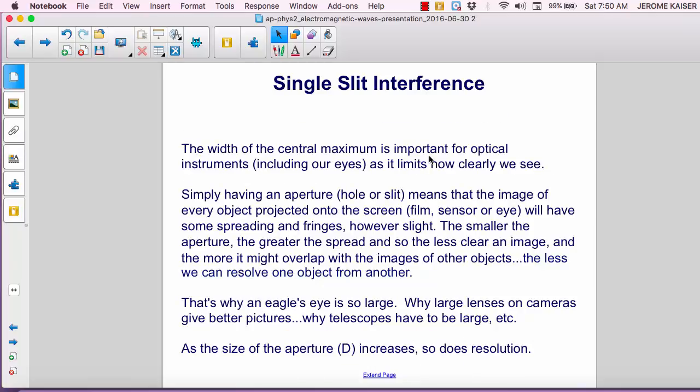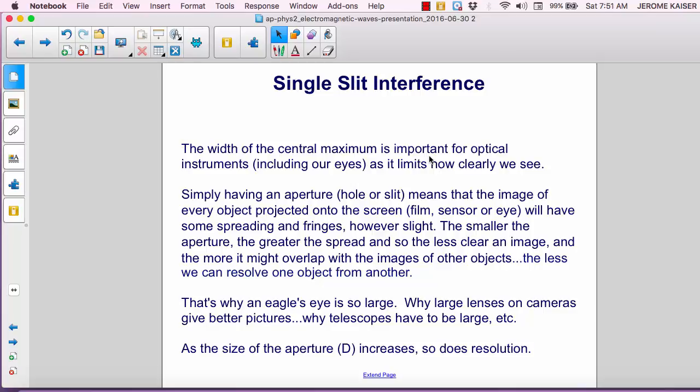Single slit interference is very important. The width of the central maximum is important for optical instruments, including our eyes, as it limits how clearly we can see. Simply having an aperture, or hole, or slit means that the image of every object projected onto a screen, which could be a film, a sensor, or our eye, will have some spreading and fringes, however slight. The smaller the aperture, the greater the spread, and so the less clear an object, and the more it might overlap with the images of other objects.